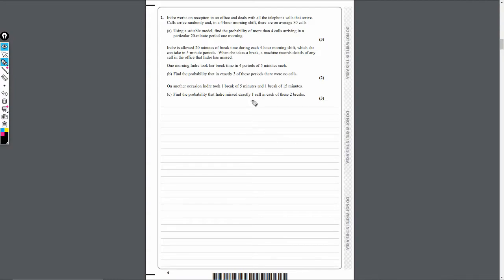So find the probability that she missed exactly 1 call in each of these 2 breaks. We're going to model this with 2 different situations here. I'm going to have the situation where X is distributed with a Poisson distribution, and it's going to be 5 over 3 for 5 minutes. So 5 minutes, like we already said, that's lambda equals 5 over 3.